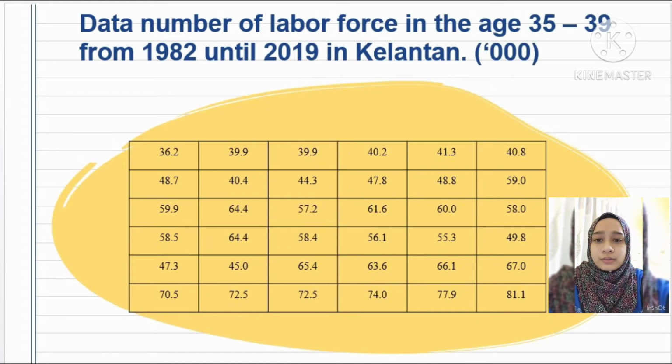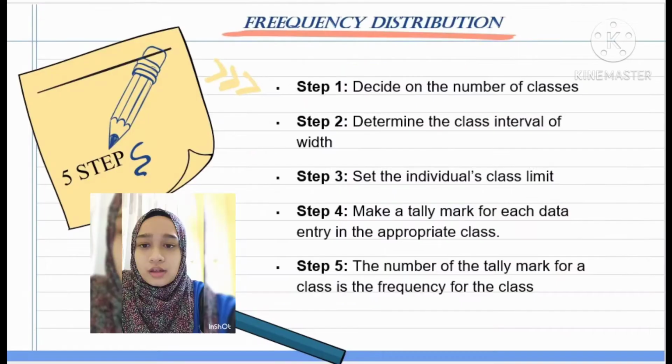I would like to present our part in business statistics, which is 2.1 data arrangement. In data arrangement, we have three parts. First part is frequency distribution, second part is relative frequency, and third part is cumulative frequency.